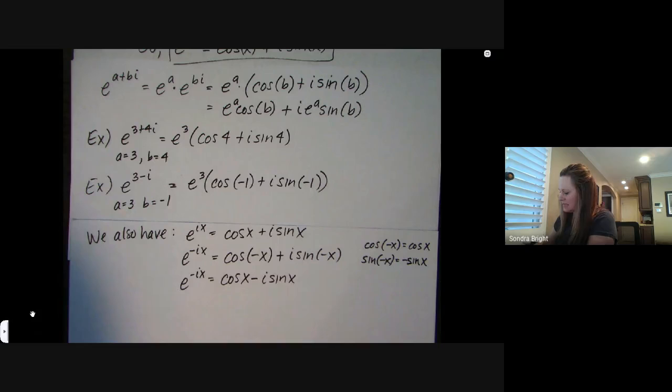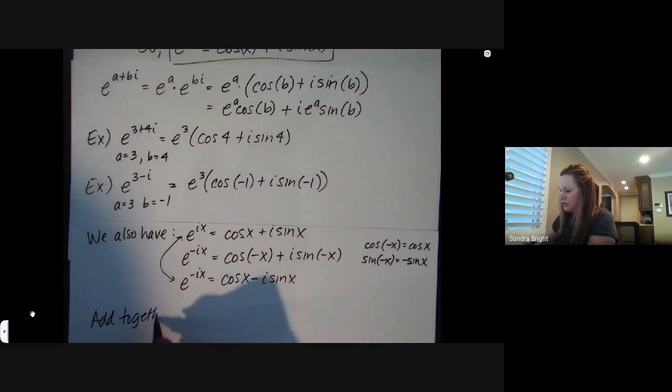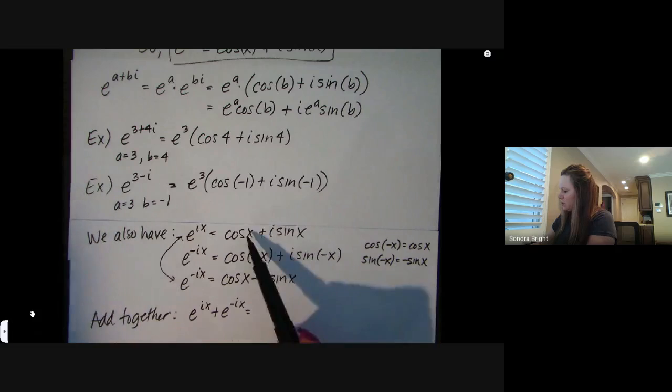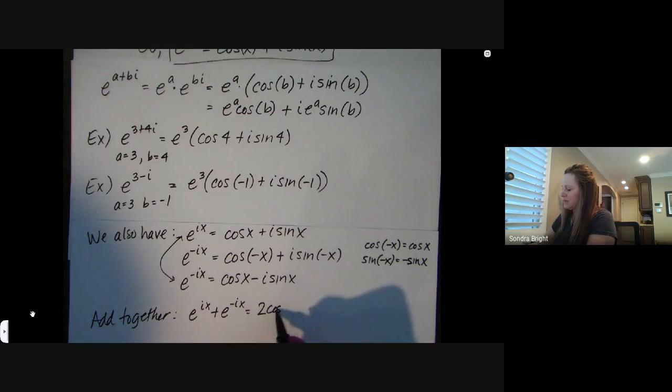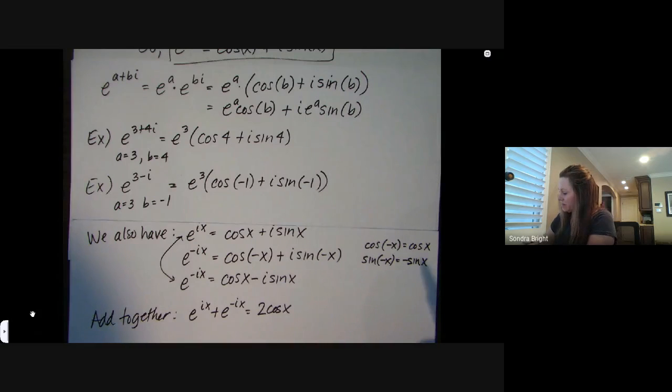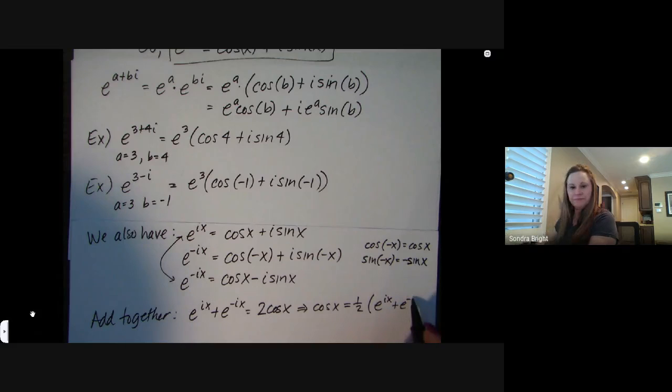Now, if we add these two together, it's going to give us another result. If I do e to the ix plus e to the negative ix, cosine of x plus cosine of x gives me 2 cosine of x. i sine of x minus i sine of x, those cancel. All right, so that means that cosine of x is equal to 1/2 of e to the ix plus e to the negative ix.